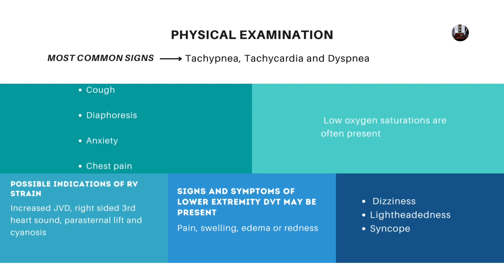And check out the neck veins to make sure there are no indications of RV strain, which can be seen in increased JVD, right-sided heart sound, parasternal lift, and cyanosis.